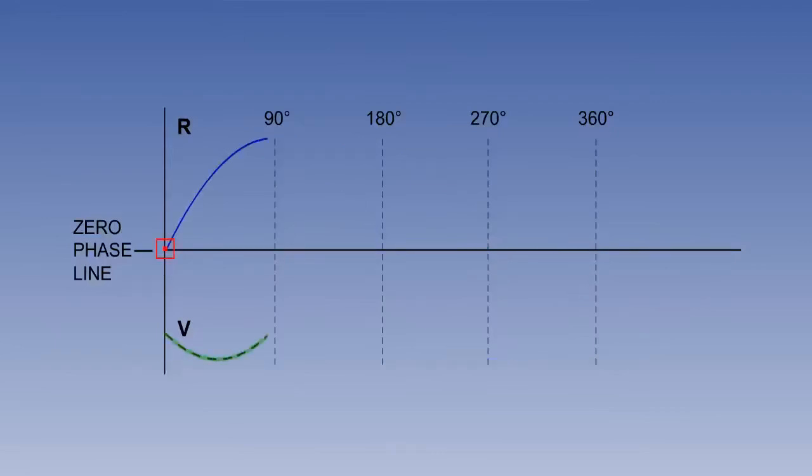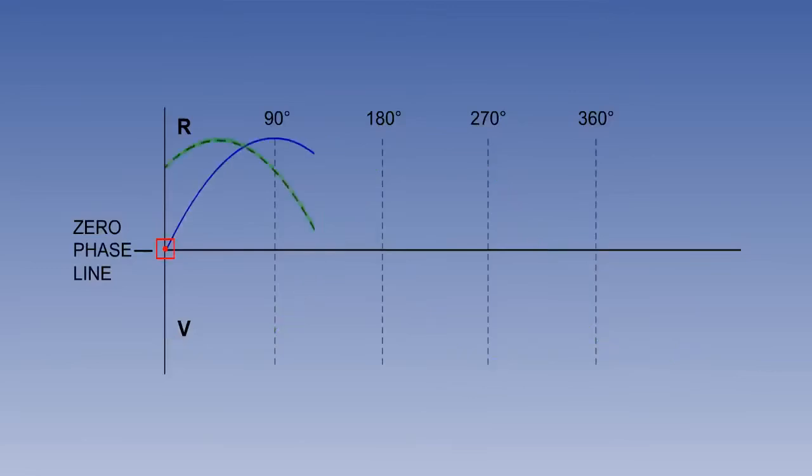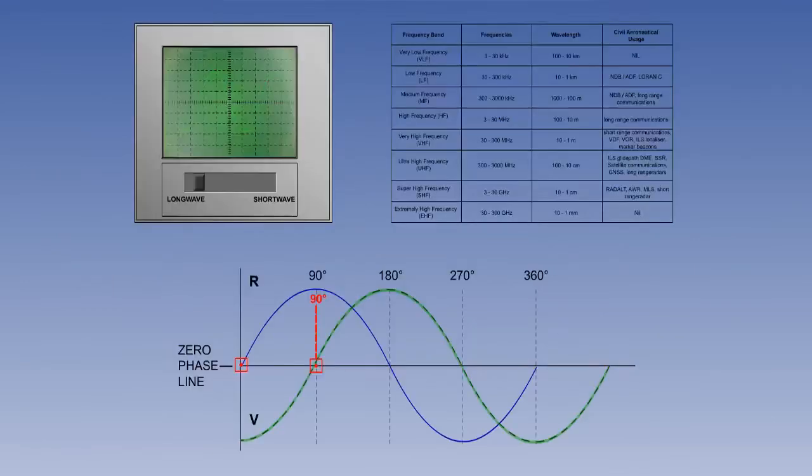In this example, the variable wave is at 135 degrees phase difference, and in this example, it is 315 degrees phase difference. This brings us to the end of our description of radio waves, in which we have considered wavelength, frequency, frequency bands and phase notation, and phase comparison.